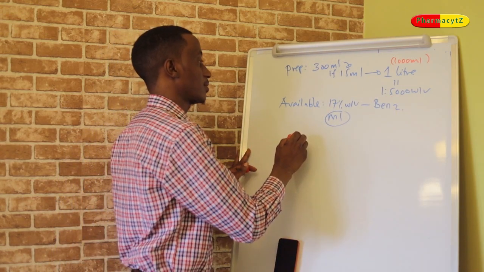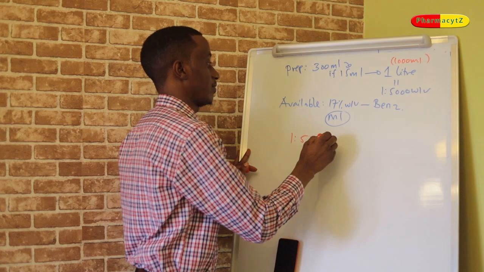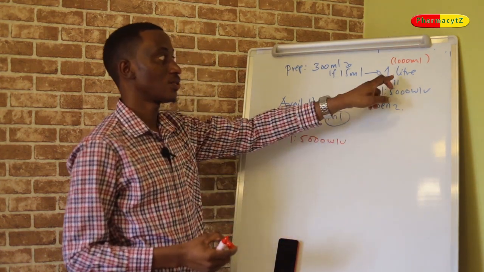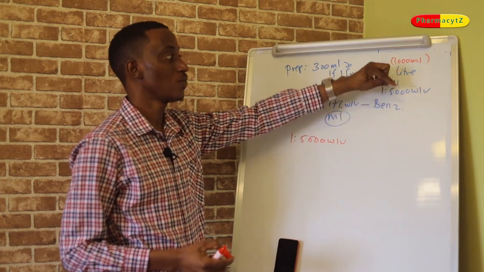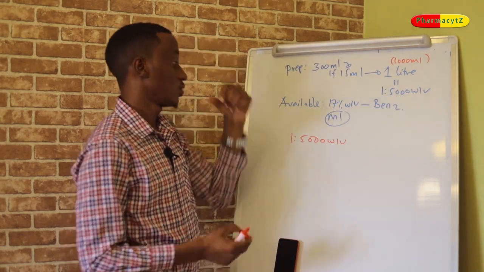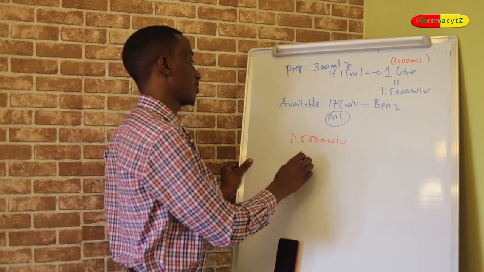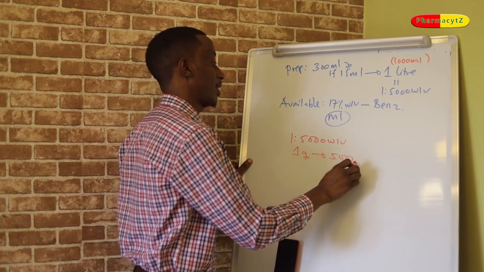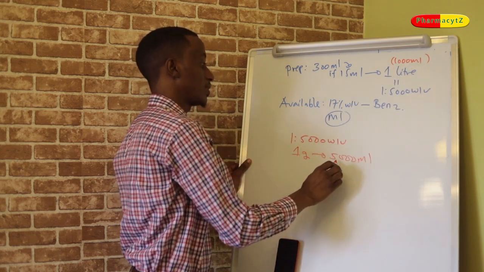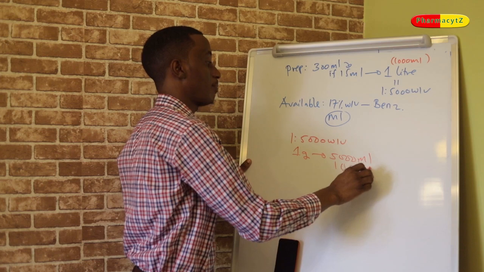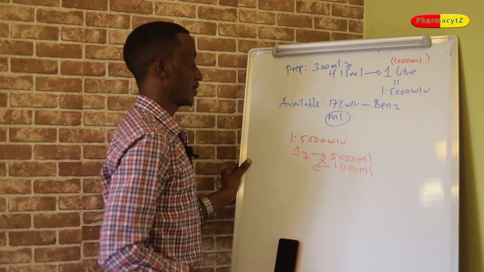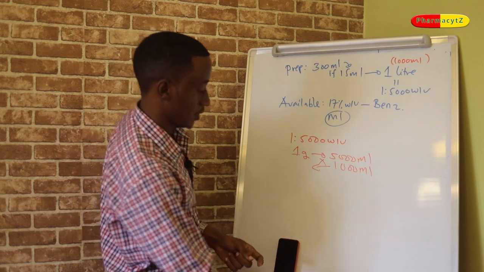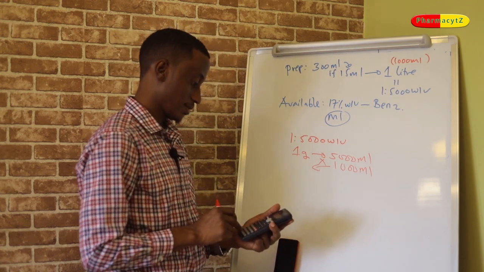If 1:5,000 weight in volume was the final concentration as a result of diluting to 1 liter, then what was the concentration in between? So 1:5,000 is equivalent to, say, 1 gram in 5,000 mls. Then what about the 1,000 mls which were previously diluted? So if we happen to dilute here, this is what? 1,000 divided by 5,000.